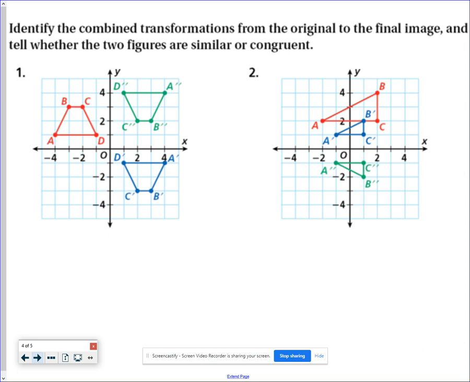Now, looking at these two, without showing all of that work, we just want to figure out how to get from the first shape, which doesn't have any primes, the pre-image, to the final image. And if I look at number 1, make sure that you're going from the red one to the blue one, right? Don't try to go from the red to the green. That's too hard to do right now.